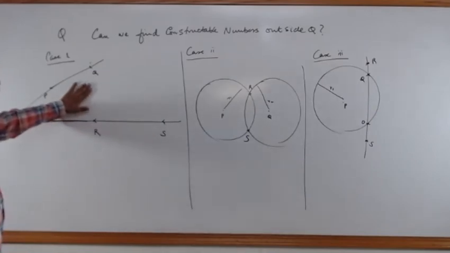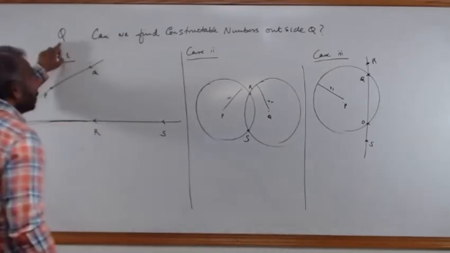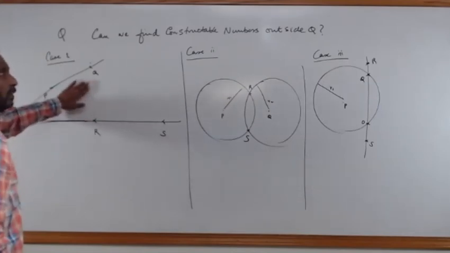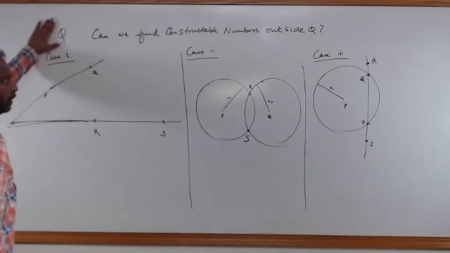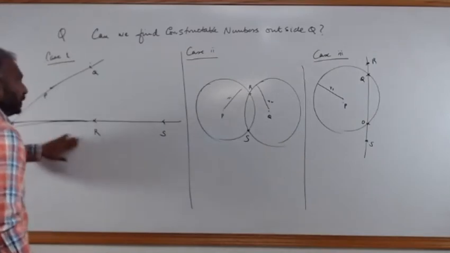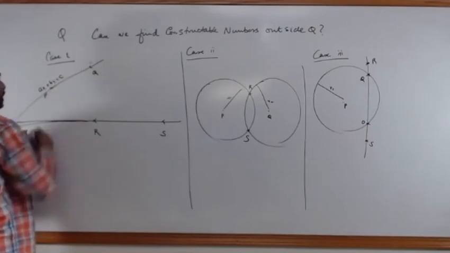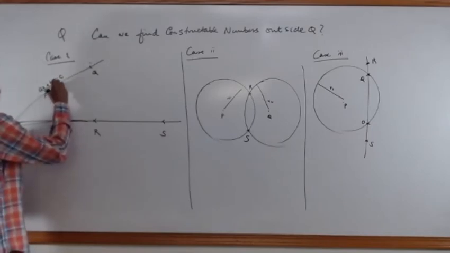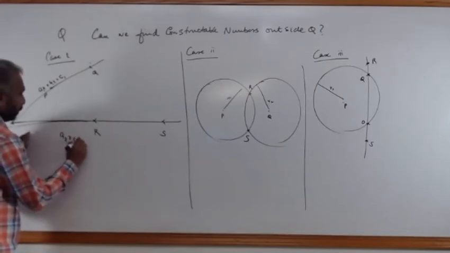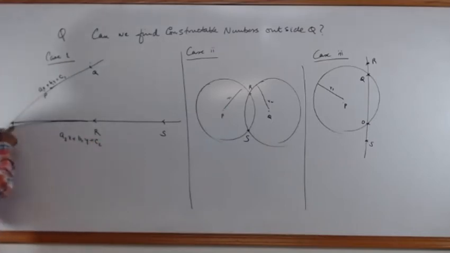But the question is, are these points inside Q or outside Q? If it's inside Q, we are not interested because we already have Q. If it's outside Q, yes, we are interested. So these are two linear equations. So this will be a1x plus b1y equal to c1. This will be a2x plus b2y equal to c2.